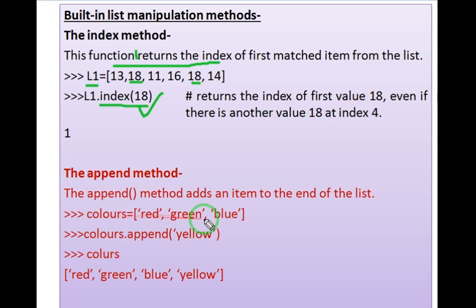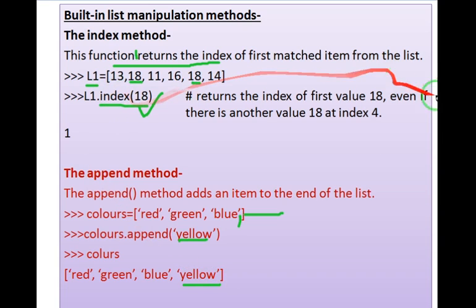And then comes your append. As I have already told you, the use of append is that it is used to add an element at the end of the list, like colors dot append yellow. It will add yellow at the end of the list. Over here it will add yellow, so you can see over here it's yellow.